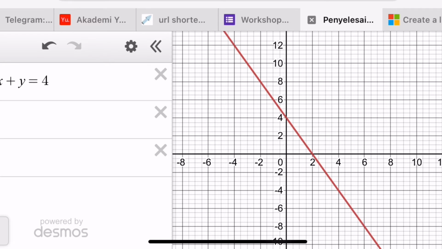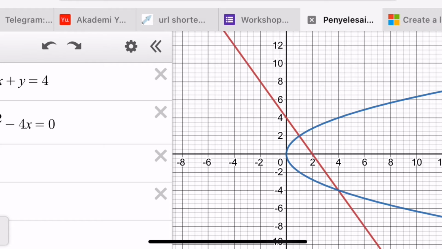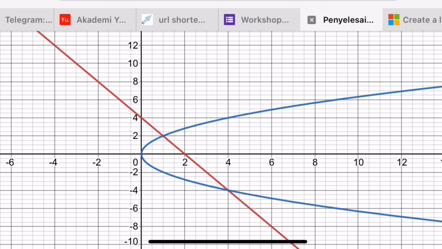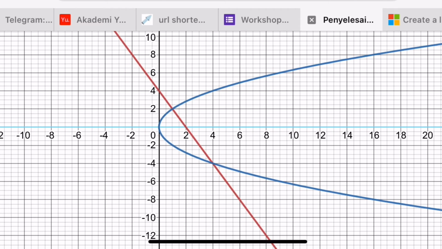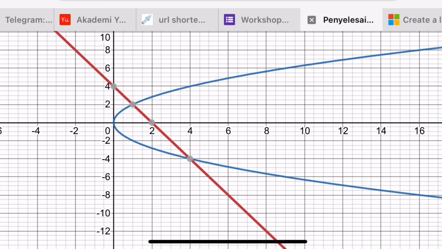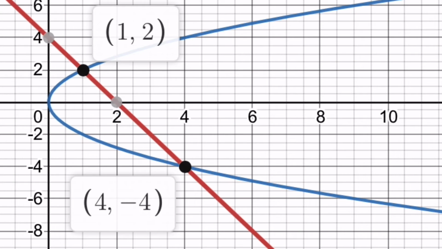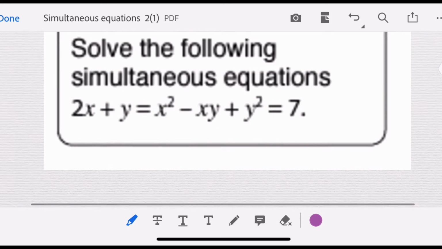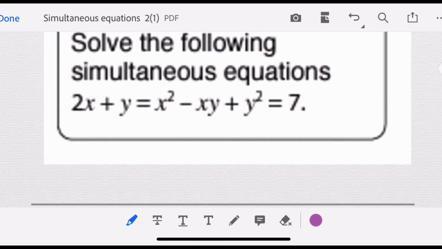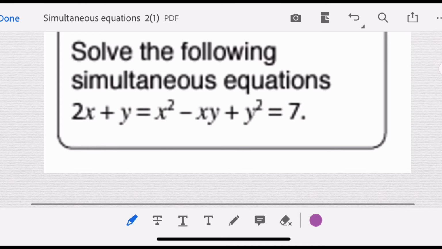Alright, so this is a straight line actually, and this is the curve. Okay, so when the straight line and the curve are intersecting, we can actually get the solution by using the graphical method. Alright, so we have two solutions, which are (1, 2) and (4, -4). So you can always use Desmos to help you sketch and show the intersection points.